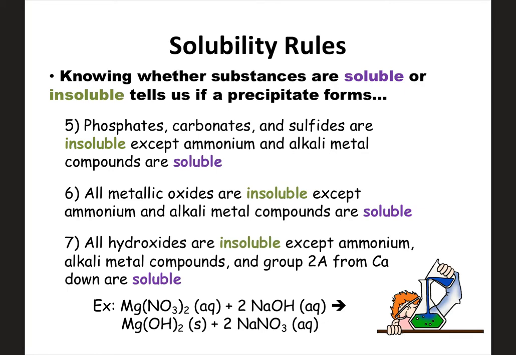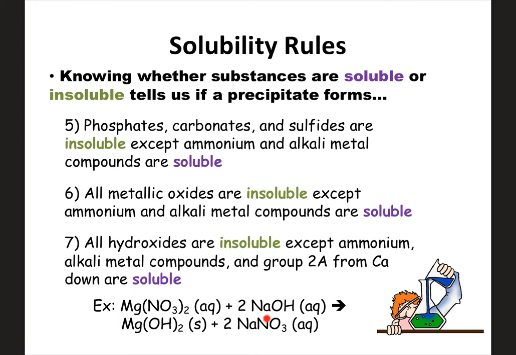But notice when this reaction takes place, you get magnesium hydroxide here, and that's going to be a solid. Again, that hydroxide rule says that hydroxides are typically insoluble or solids, except ammonium or alkali metal compounds. Well, magnesium's not ammonium. It's not an alkali metal. It's in the alkaline earth metals. And then it says from calcium down. So calcium, strontium, or barium. It's neither of them, so it follows the rule. It's going to be solid.